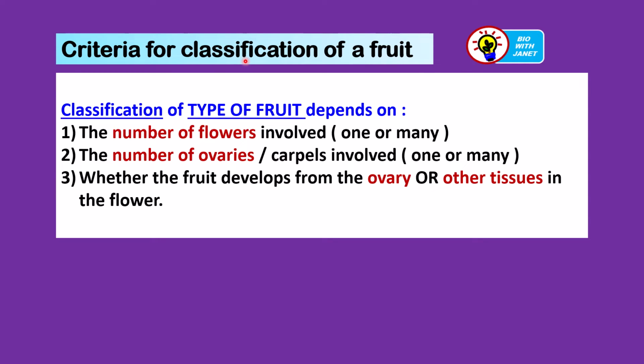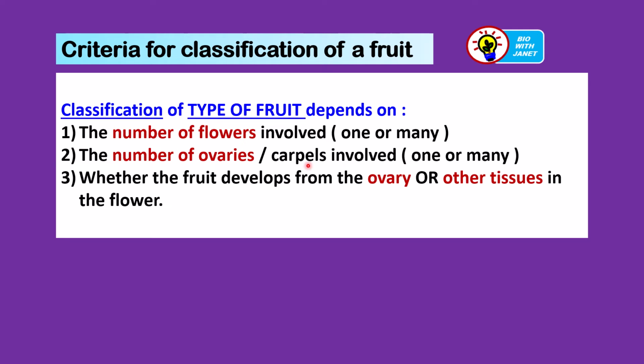So the criteria for classification of fruit, all right? This is something important to remember so that you understand how the fruit is classified. Classification of a fruit depends on, number 1, the number of flowers involved, whether one flower is involved in the development of the fruit or many flowers are involved in the development of the fruit. Number 2, the number of ovaries which are found in the carpels. Number of ovaries involved, one or many.